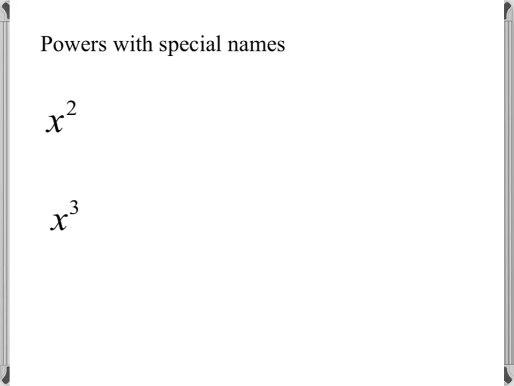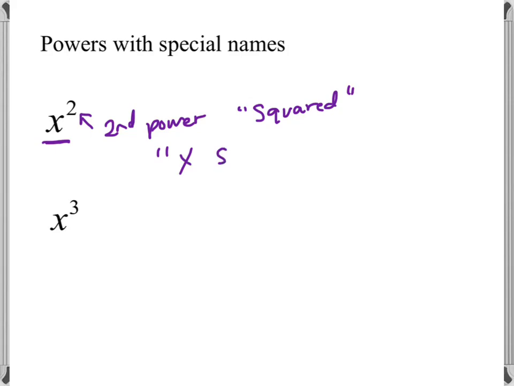Now, powers with special names. Raising something to the second power, so the second power is often called squared. So we refer to this whole thing as x squared, or we could also say x to the second power. The third power is often referred to as cubed. You may already know this, but it's a good review to have in case you have forgotten it.